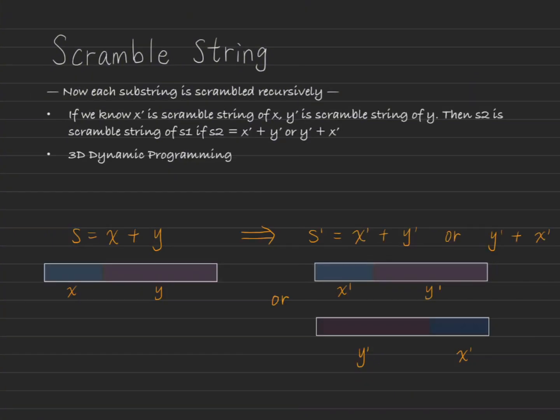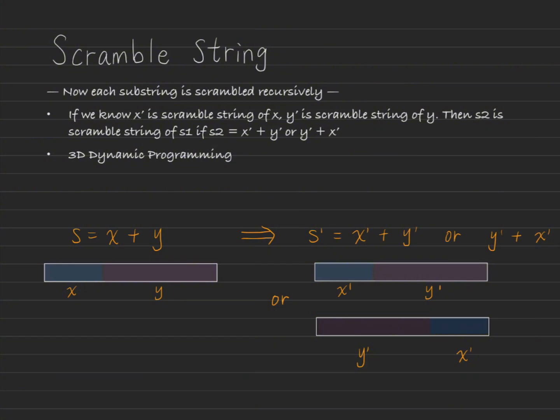Now let's go back to the original problem where each substring is scrambled recursively. So X is no longer just X, it will be scrambled to X prime. But if we know that X prime is a scrambled string of X and Y prime is a scrambled string of Y, then S2 is a scrambled string of S1 if S2 is equal to X prime plus Y prime or Y prime plus X prime. So we need to know if X prime or Y prime is valid. In other words, if the substrings are scrambled strings of each other in the original input strings.